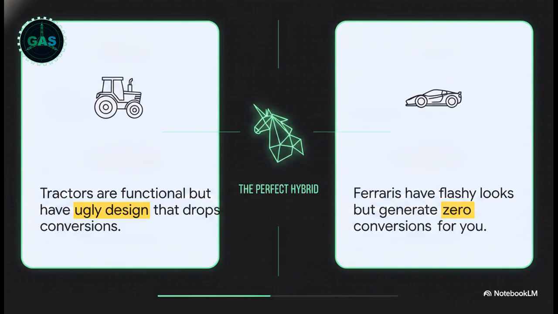On the other side, we've got the Ferraris. You know the ones, gorgeous, flashy, but they have 0 engine under the hood, meaning they generate 0 leads. As elite operators, we aren't settling for either. We want what I call a unicorn. That's a seamless hybrid of world-class aesthetic design and relentless automated back-end functionality.